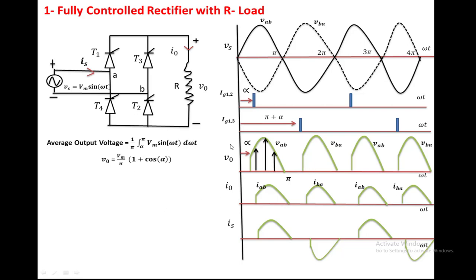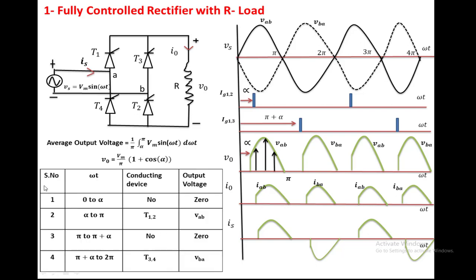Now the same circuit operation we are keeping in a table: serial number, angle, conducting device, output voltage. 0 to alpha, in this region no device is conducting, the output voltage is 0. Alpha to pi, from this point to this point, T1 T2 is conducting, the output voltage is VAB. Again pi to pi plus alpha, in this region again no device is conducting, the output voltage becomes 0. Again from pi plus alpha to 2 pi, T3 T4 is conducting, the output voltage becomes VBA.